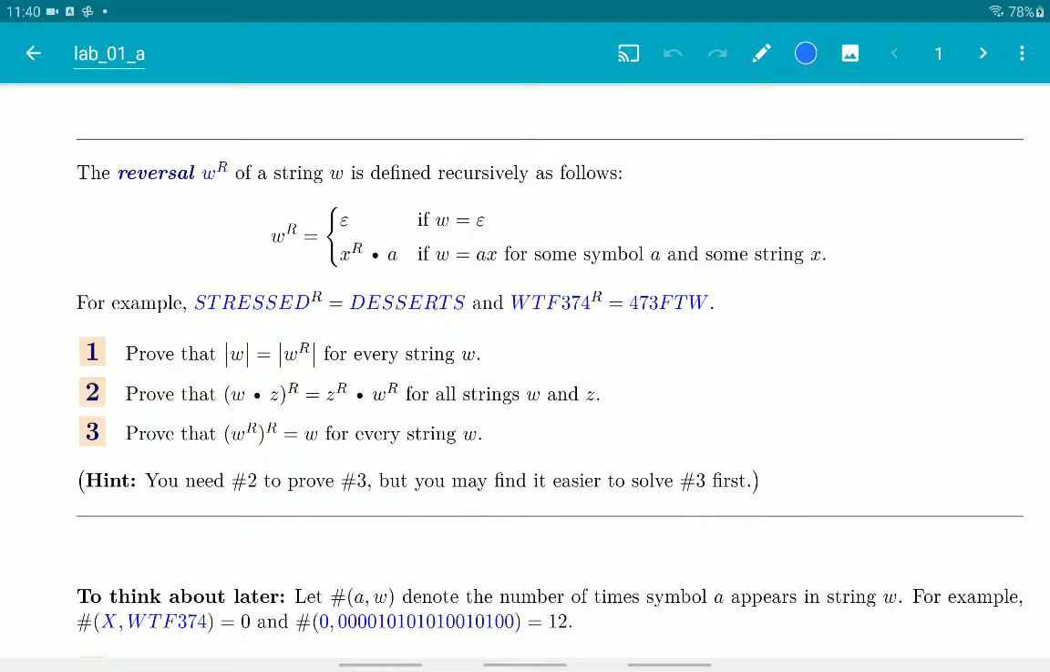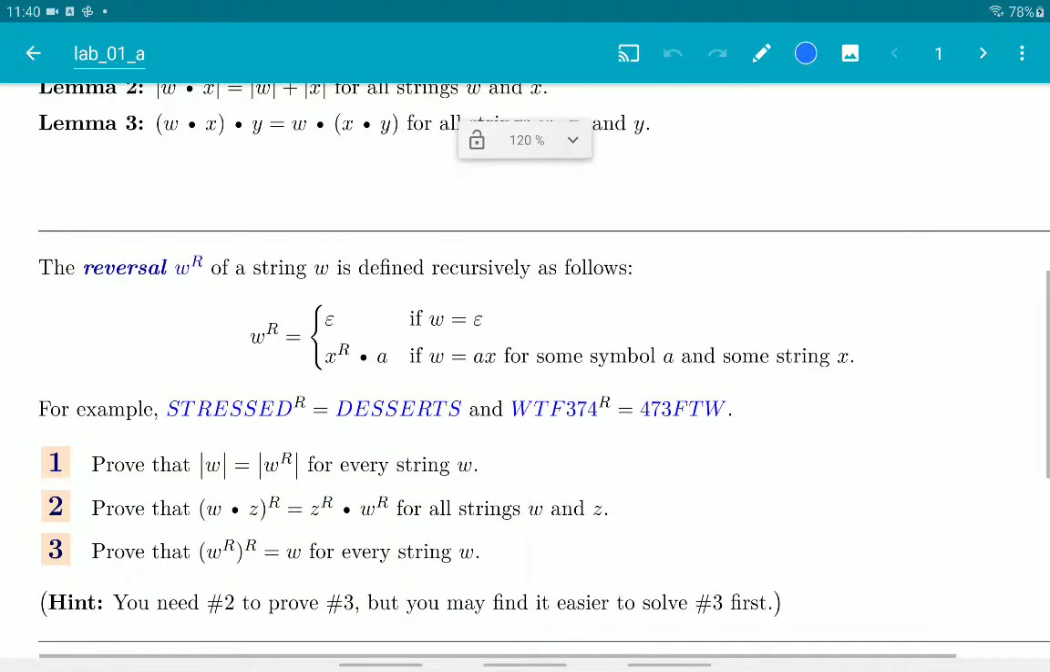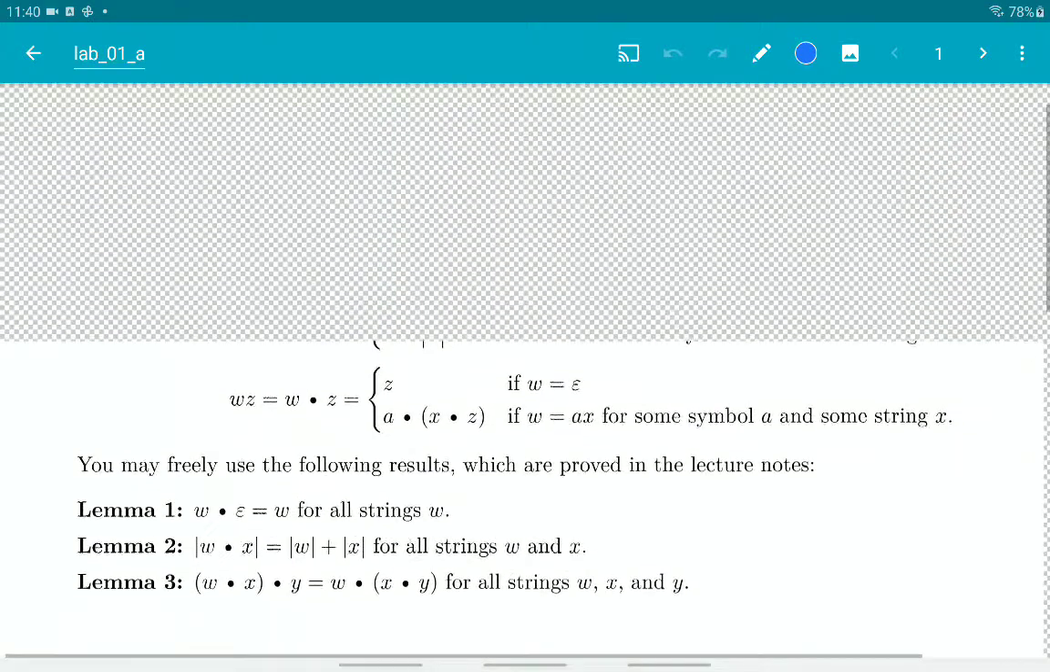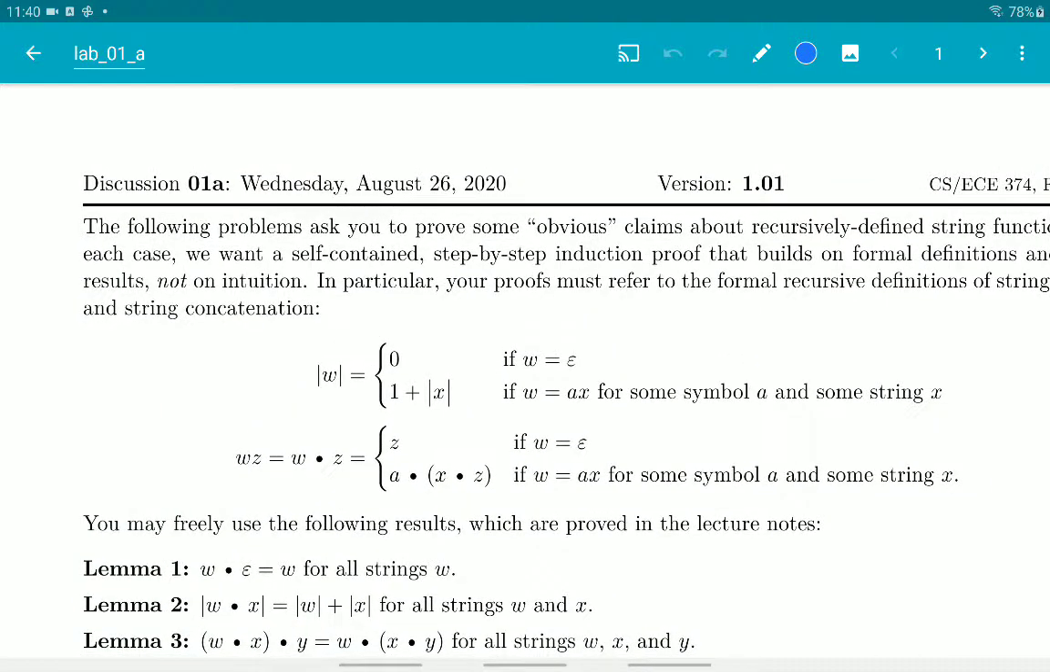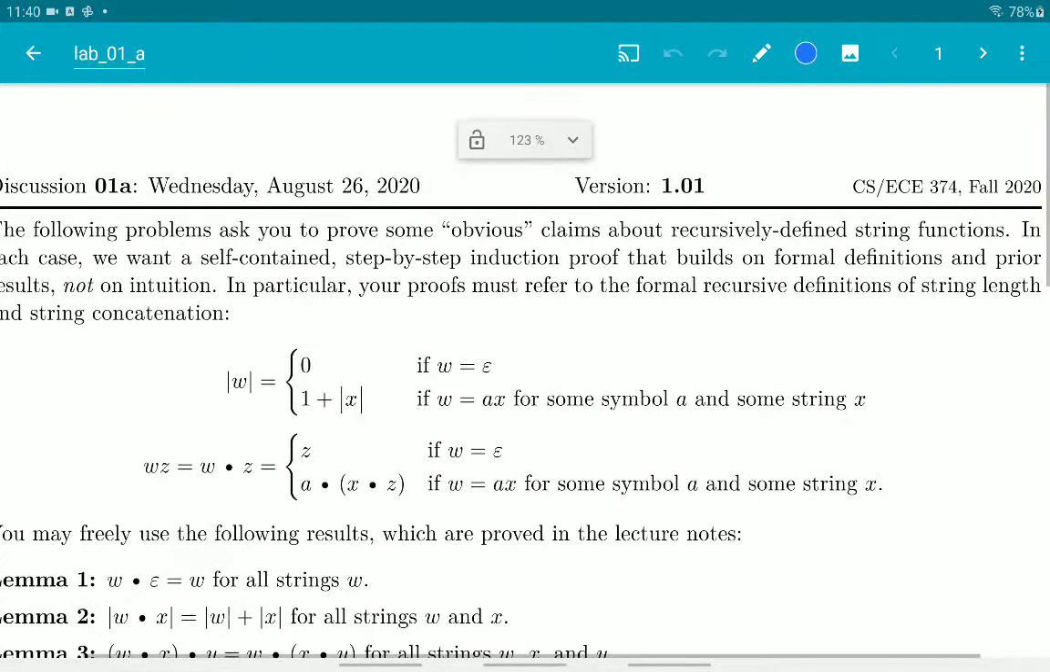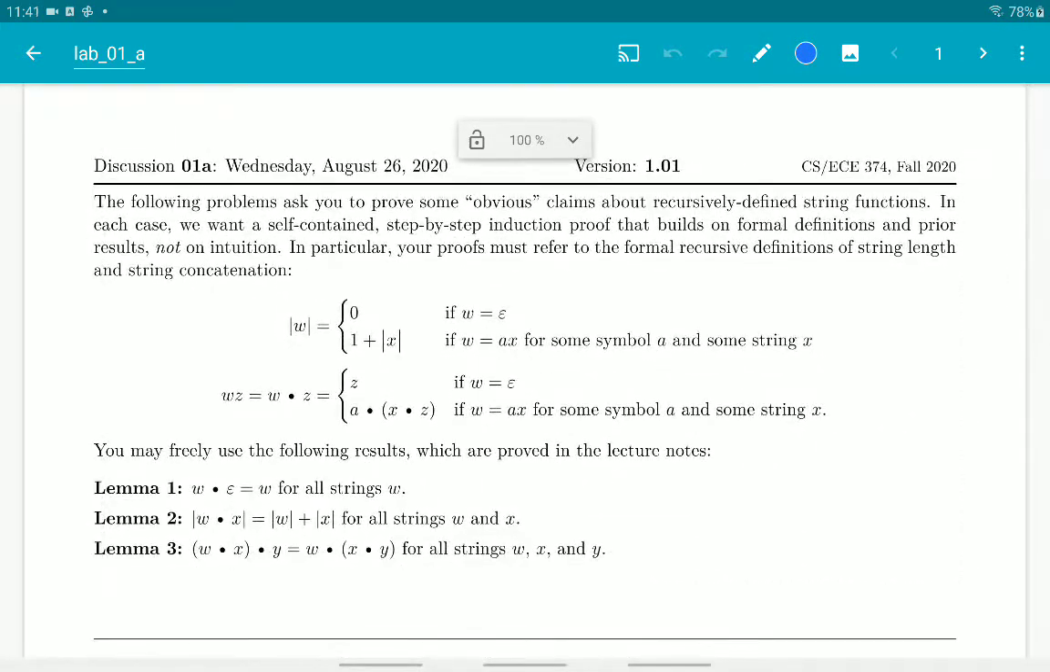Okay, so let's speak about the first exercise in the first lab. This exercise involves strings and proofs on strings. Usually when you prove things on strings, you're going to use induction, because most of the time we define a string recursively in this course, and proving things on recursion is the easiest to do using induction.